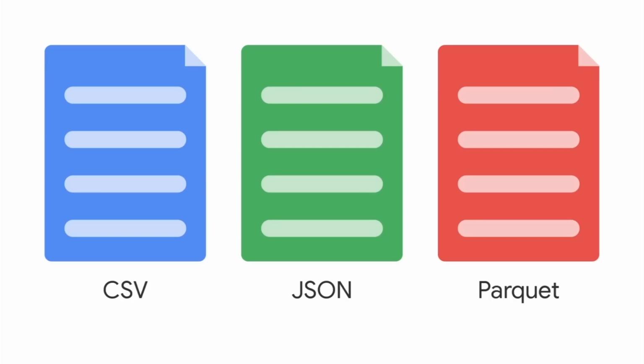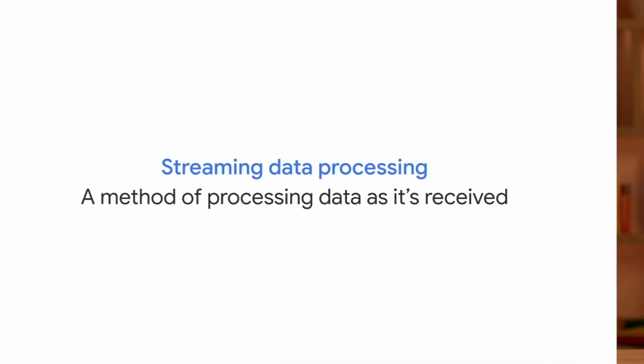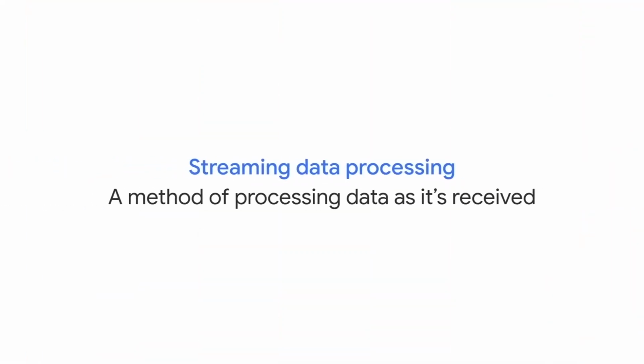The most common formats include CSV, or comma-separated values, found in spreadsheets and many types of databases. JSON, or JavaScript Object Notation, which provides easy-to-read representation of complex data structures. And Parquet, a columnar storage format for quick compression and improved query performance. The frequency of batch data processing varies based on the specific use case, ranging from hourly to daily to weekly and beyond. Now, on the other hand, streaming data processing is a method of processing data as it's received.